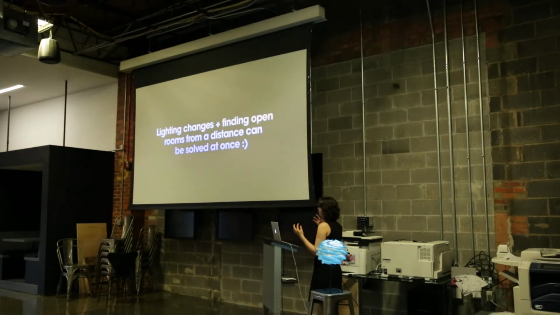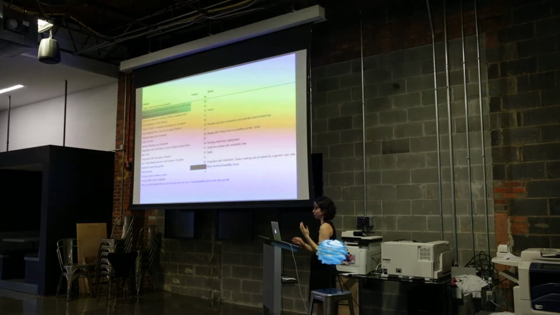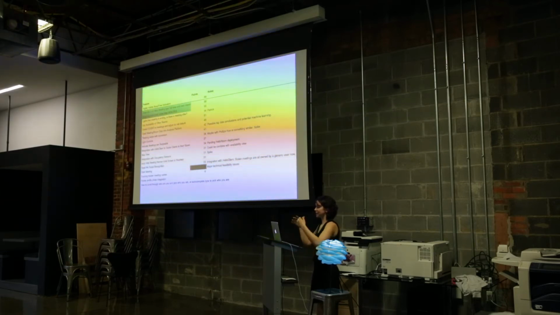From this exercise, we realized there's a couple that could actually be built together. Lighting changes and finding open rooms from a distance can be solved all at once. As you saw before, there were other requested features, like being able to quickly tell, oh crap, I need a meeting room right now because this person has a few minutes, I need to talk to them.